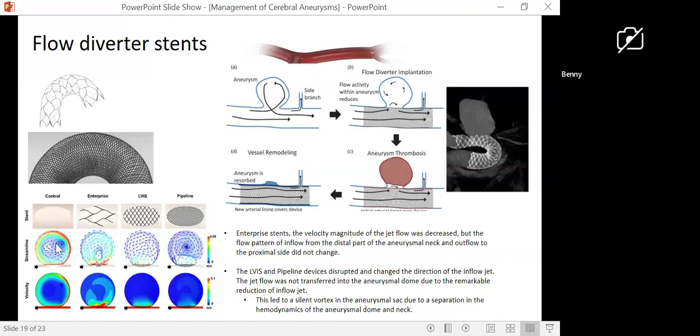This is a model. If you have an aneurysm here, you can see the flow dynamics within the dome of the aneurysm. When you place a stent across the neck of the aneurysm, it's reduced a little bit, but there is still this flow across it. And then when you put this flow diverter stent across the aneurysm, there's significantly reduced flow.